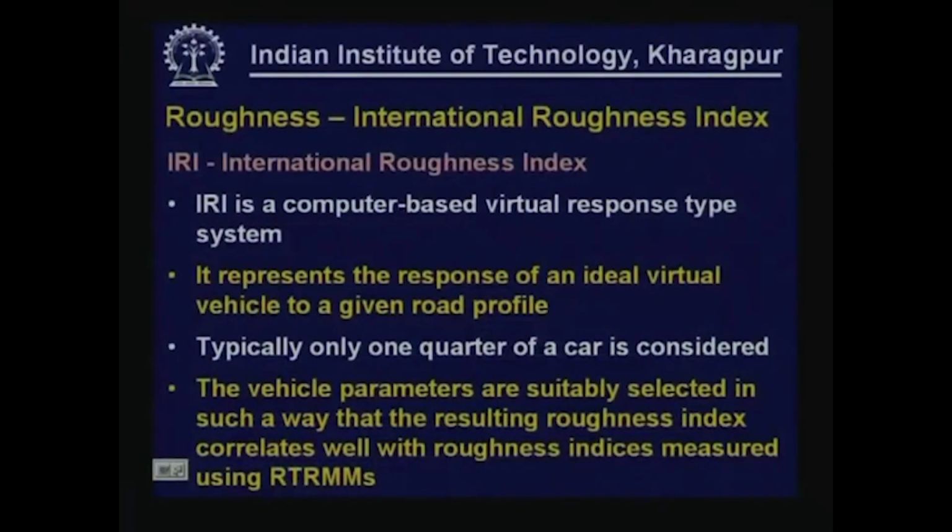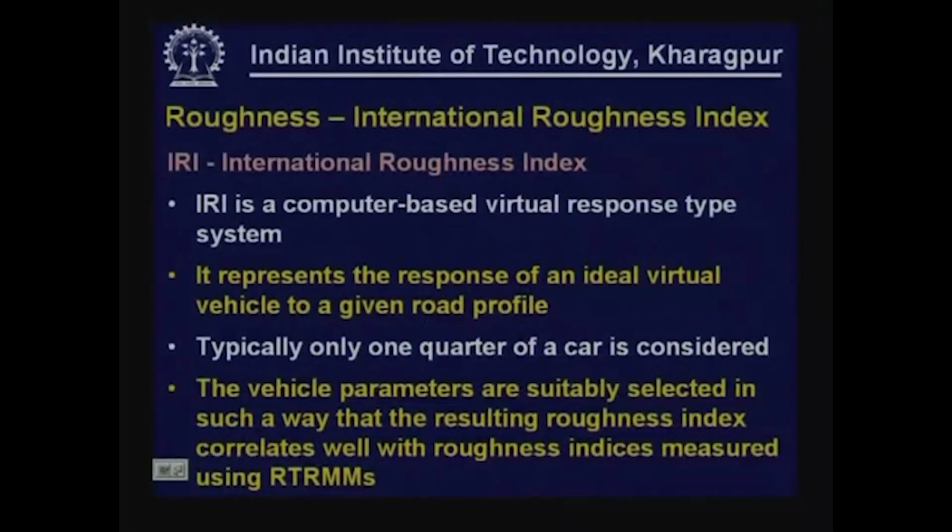Typically, only a quarter of the vehicle is considered. We will not consider the full vehicle because the analysis becomes more complex, and most of the time we are only interested in analyzing the roughness along a given profile. So, taking the entire vehicle does not really mean much if you are considering only one profile, but if you want a representative value for a given stretch of road, at least say one lane, then we can simulate the complete vehicle, find out its response to the given profile, and then express it as an IRI.